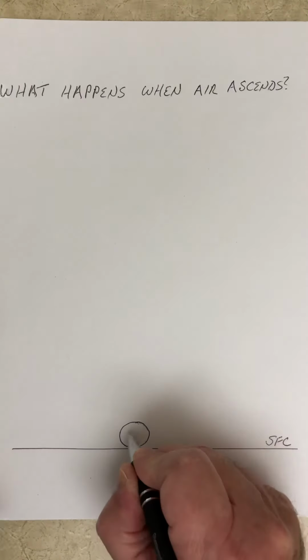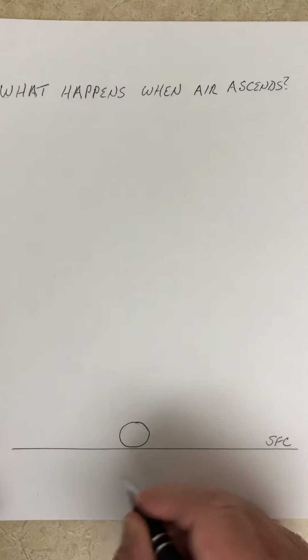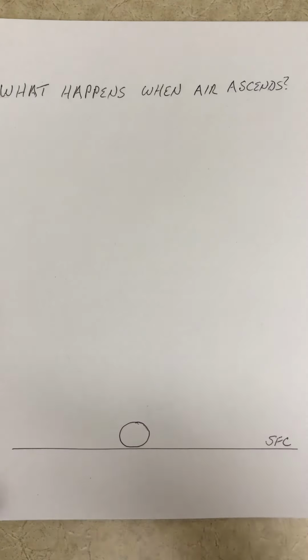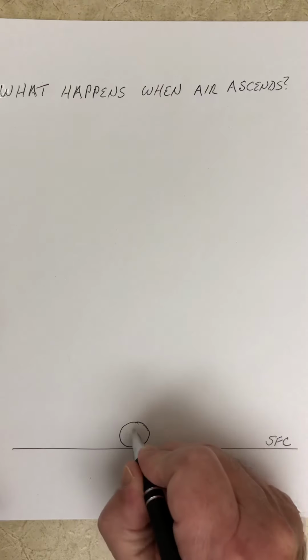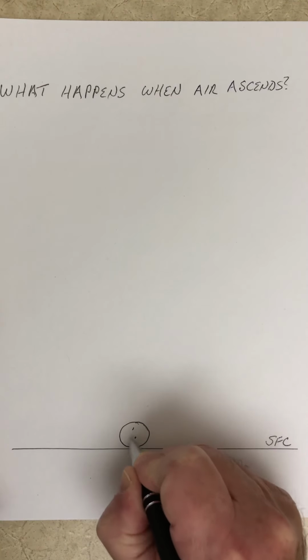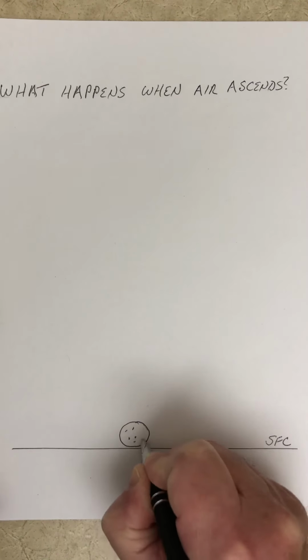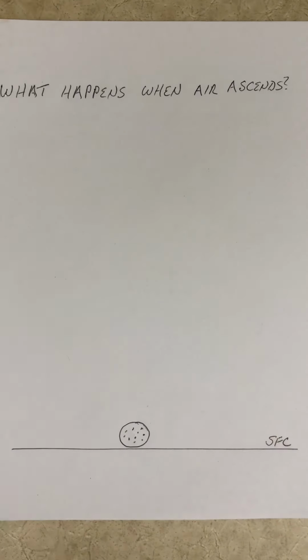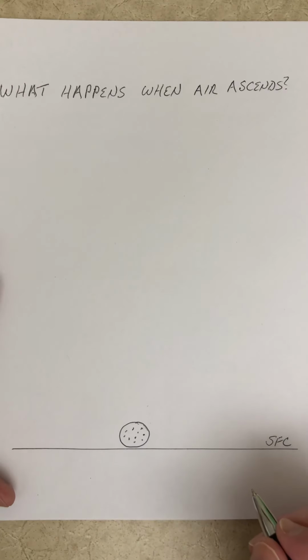And let's put in 10 air molecules in this bubble. Those will come in later to explain a process that's going on. So 1, 2, 3, 4, 5, 6, 7, 8, 9, 10. All right, there's our 10 air molecules in our parcel of air.